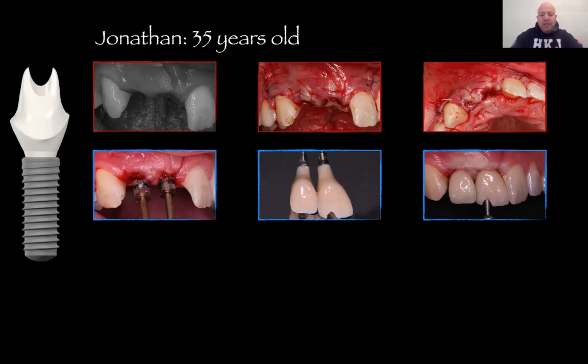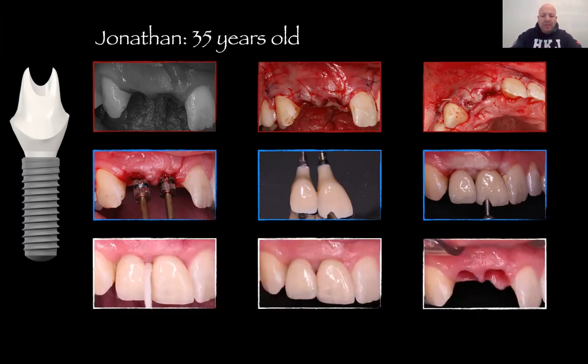And more importantly, we use them as our spare tire, by which I mean that in the future, if the final restoration needs repair or needs to go back to the lab for one reason or another, you're going to have these temporary crowns ready to fit in the patient's mouth, rather than the patient having a gap or going back to a denture.